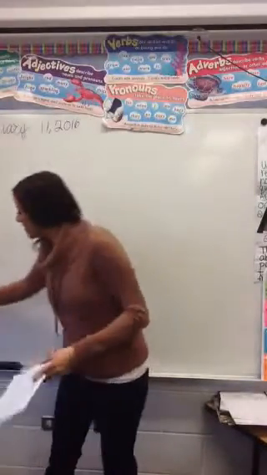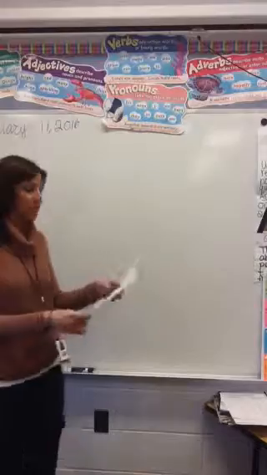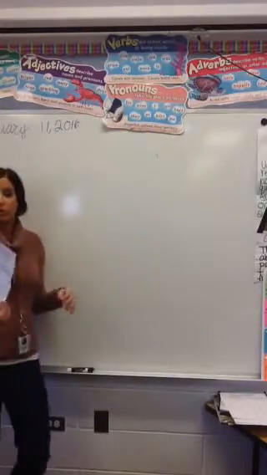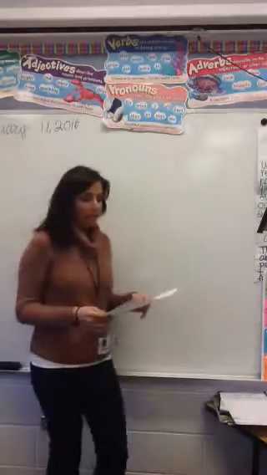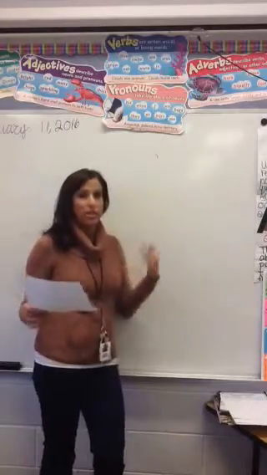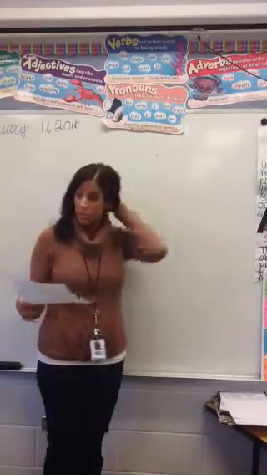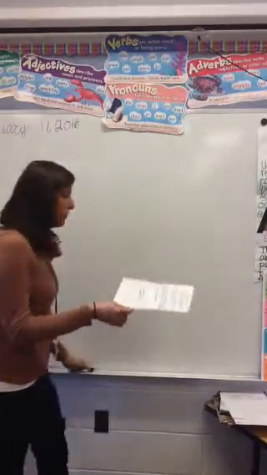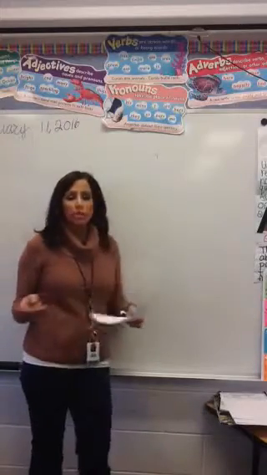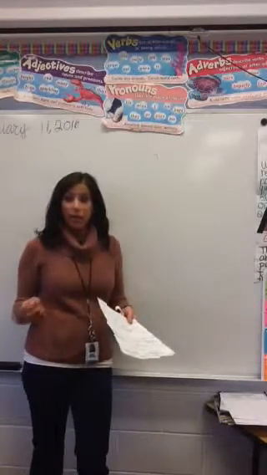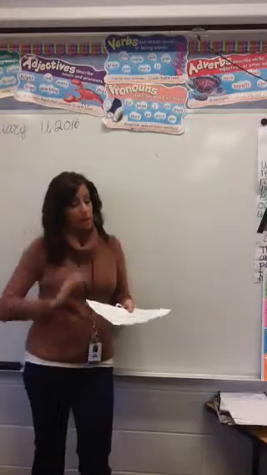Okay, so this is adding fractions with different denominators. Looking at your sheet, follow along with me, and then I'll explain. I'll use the example on the sheet to help explain and clarify what I'm talking about. There are really 3 steps when you are adding fractions that have different denominators.